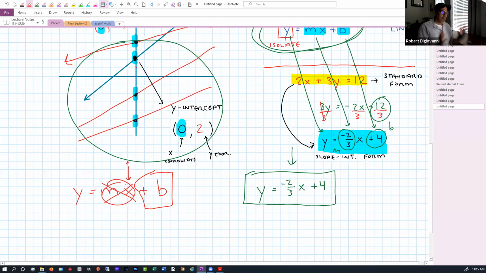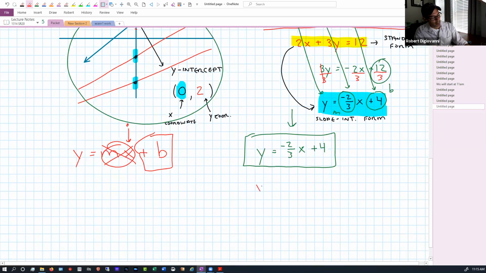So what I'm saying, if you want to just take one thing away from this, is that whenever you're looking at a line that's written in slope-intercept form, the b is always the y-intercept. The number that's sitting out there by itself will always be where your line hits the y-axis, every single time. So long as you've solved for y, it'll always be that way.